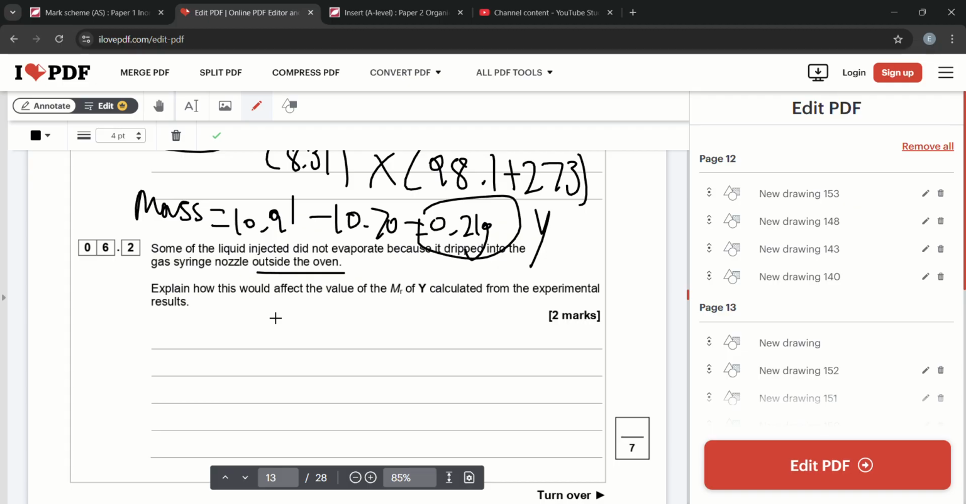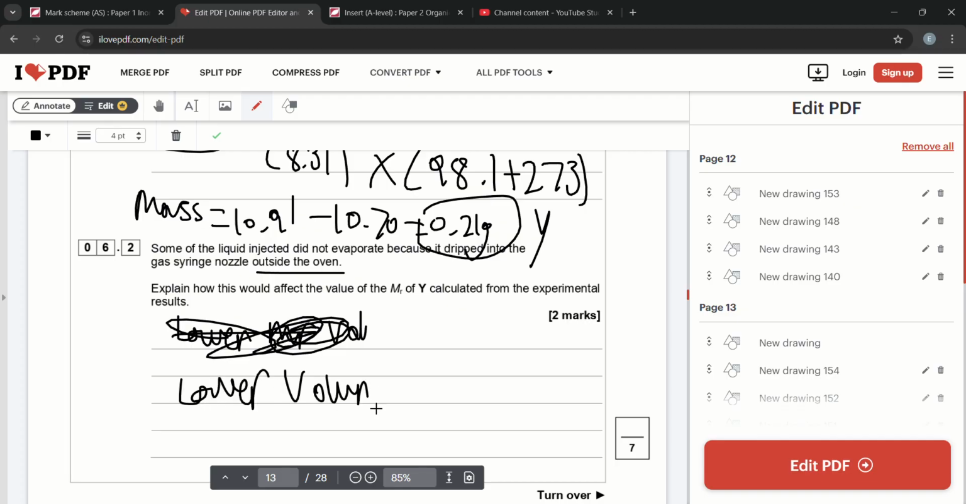Some liquid did not evaporate, dripped into the gas nozzle outside the oven. Well, we're going to have a lower volume recorded. Lower volume recorded. Hence, the actual value of Mr, the calculated Mr value would be greater, because we need to consider that.